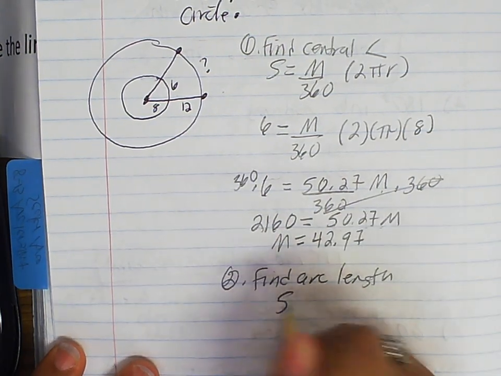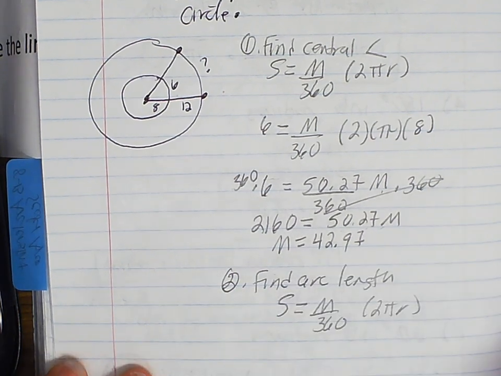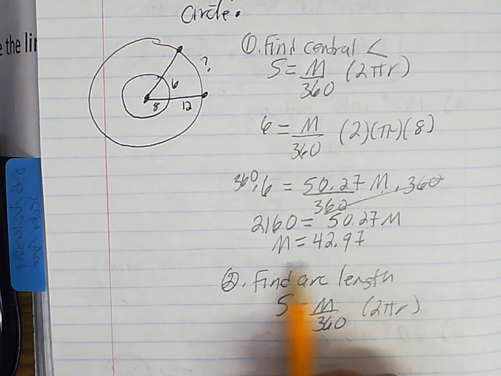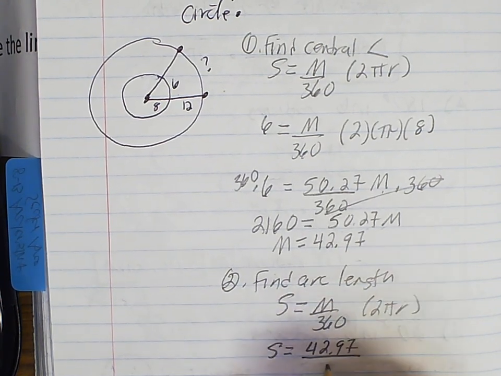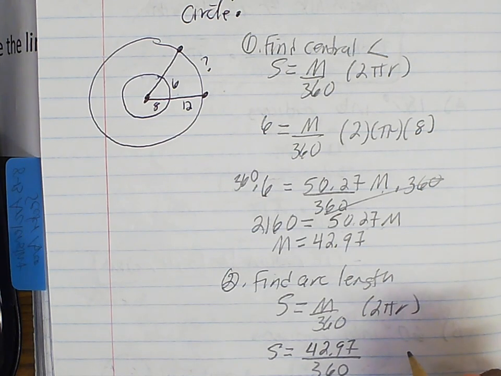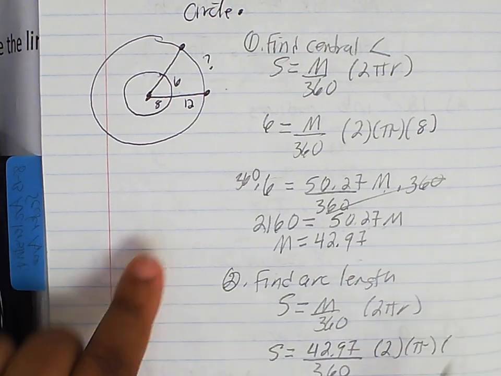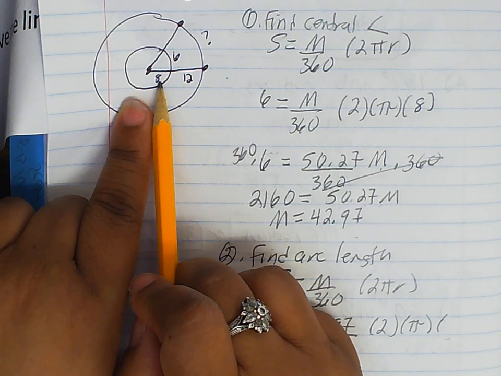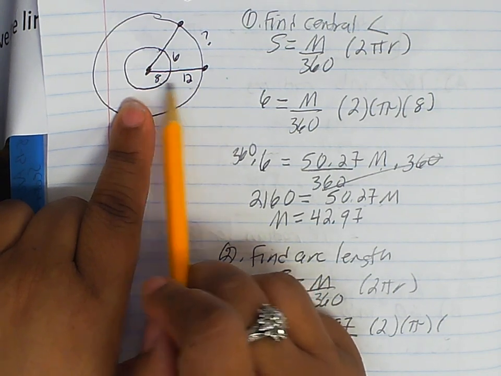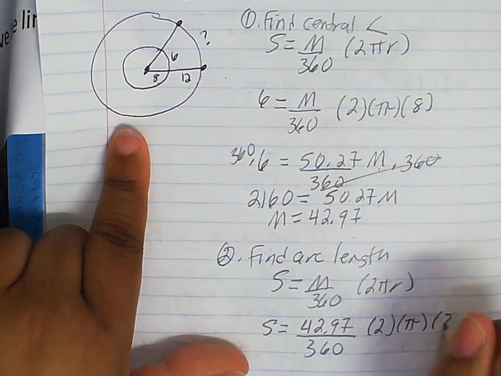So now to find the arc length, number 2. We take our formula, S equals m over 360 times 2 pi r. Okay, so we have the angle, which is 42.97, all over 360. So you just plug all this in, times 2 times pi times, okay, this is the thing, you want to make sure you get the correct radius, guys. So it's not going to be 8, and it's not going to be just the 12. You have to add both of those, 8 plus 12, to get the big circle, which turns out to be 20.